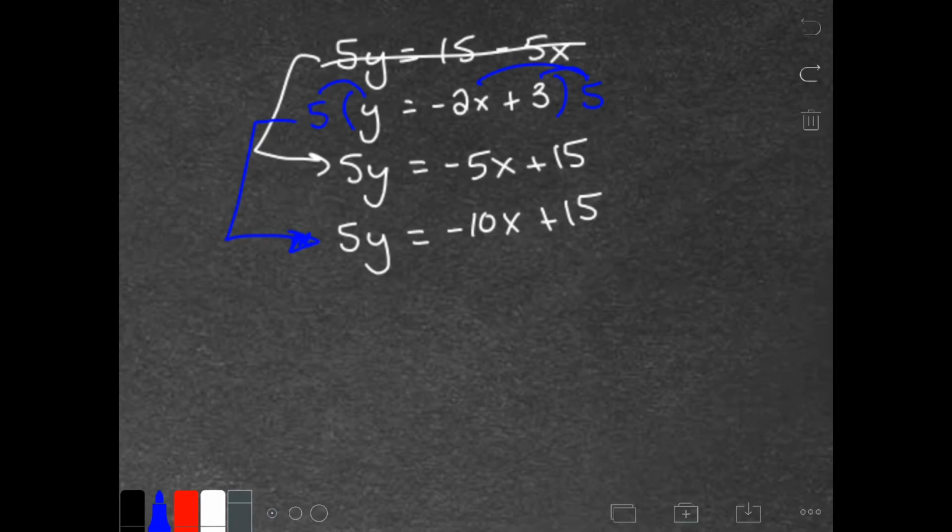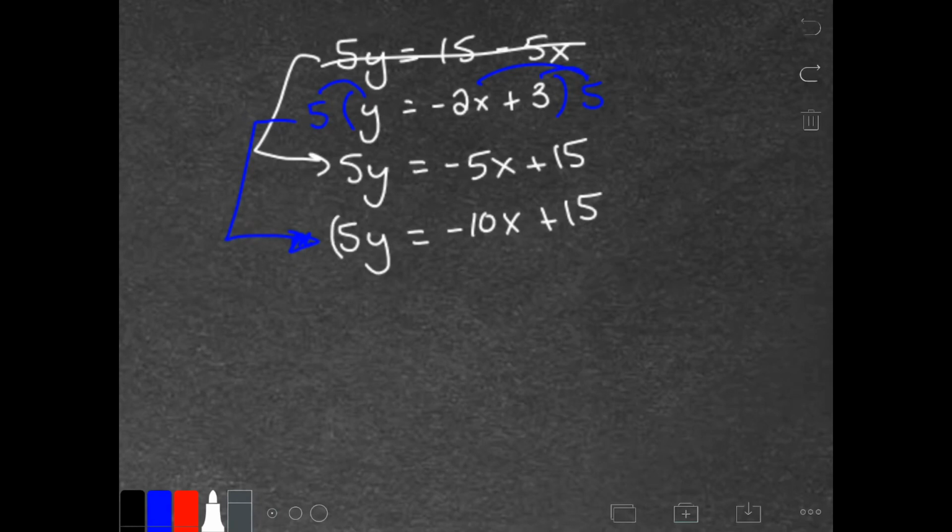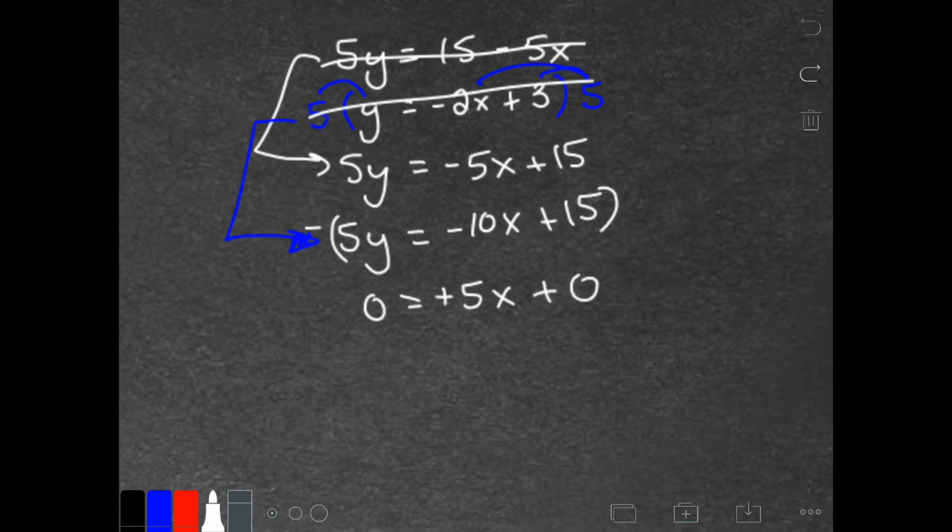So now I have a 5y and a 5y. Those are the same signs, so we're going to have to subtract here. That will give me 0 for the y's. Well, negative 5 minus negative 10x is going to give me, excuse me, 2 negatives is a positive. So negative 5 minus a negative 10, that's a positive 5x. And 15 minus 15 is going to give me 0, so plus 0.